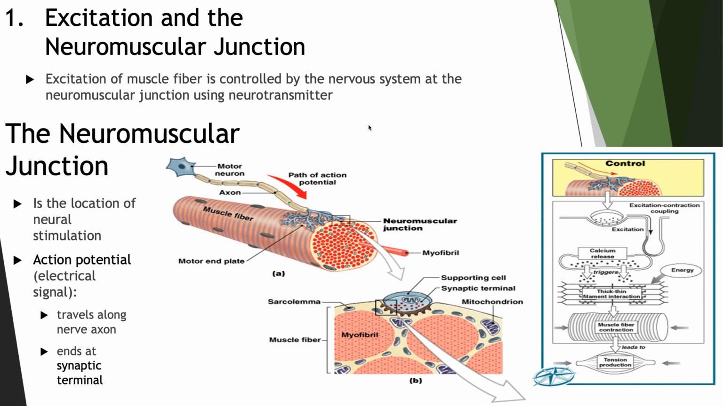ACh is removed from the synaptic cleft in two ways. ACh either diffuses away from the synapse or it's broken down by acetylcholinesterase into acetic acid and choline. This removal inactivates the ACh receptor sites. The muscle fibers pictured here indicate the propagation of the action potential on the sarcolemma.